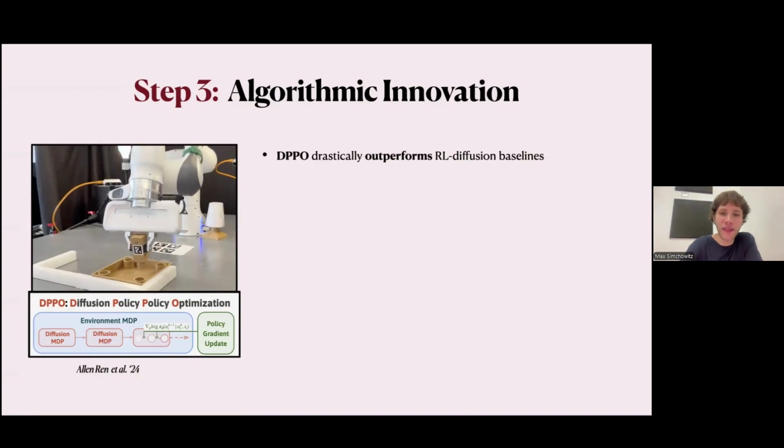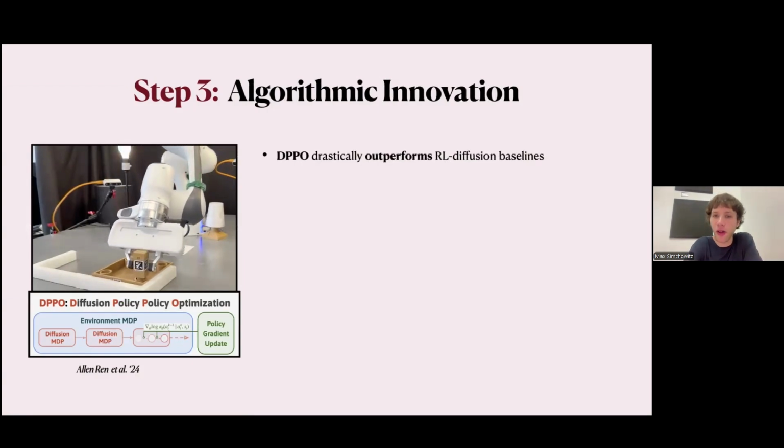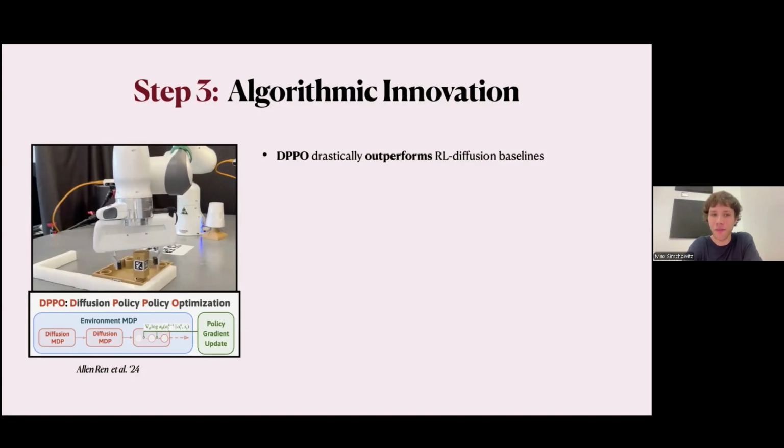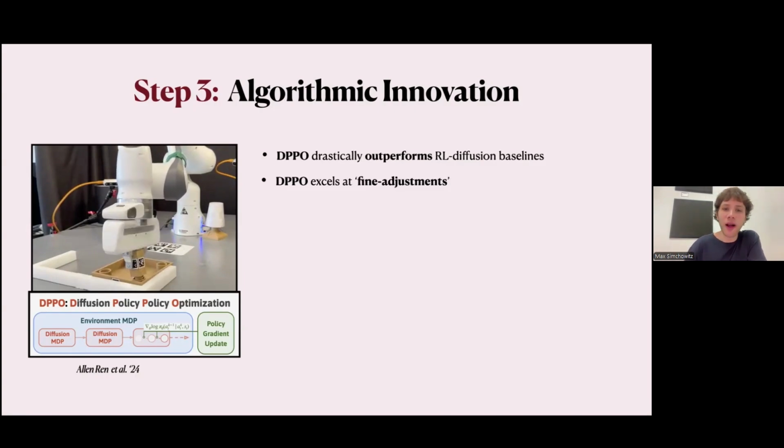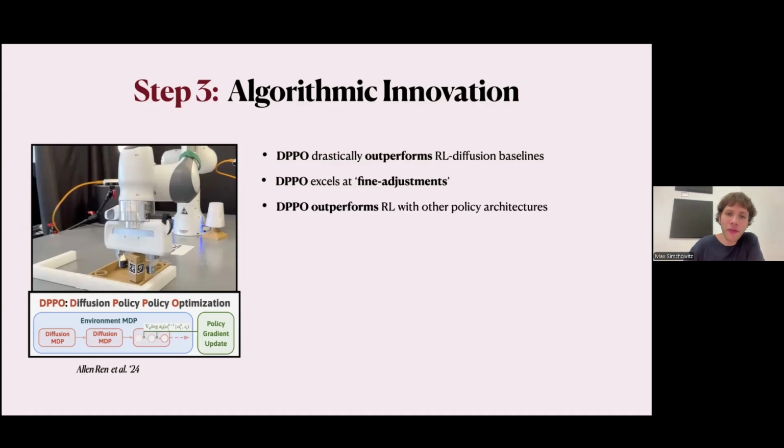The first that we find is that this technique drastically outperforms a bunch of other prior work using RL through diffusion policies. And the reason that it does this is actually motivated by things that we saw in the theoretical study, that using policy gradients can be thought of as performing these sort of low-level control tweaks to reject small errors. And indeed, our method excels at doing the fine adjustments that some of the other methods struggle with. We also find that this technique drastically outperforms reinforcement learning with other policy architectures as well.